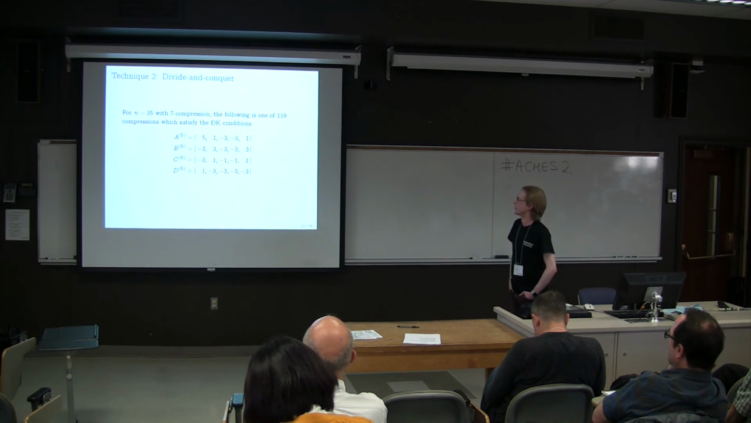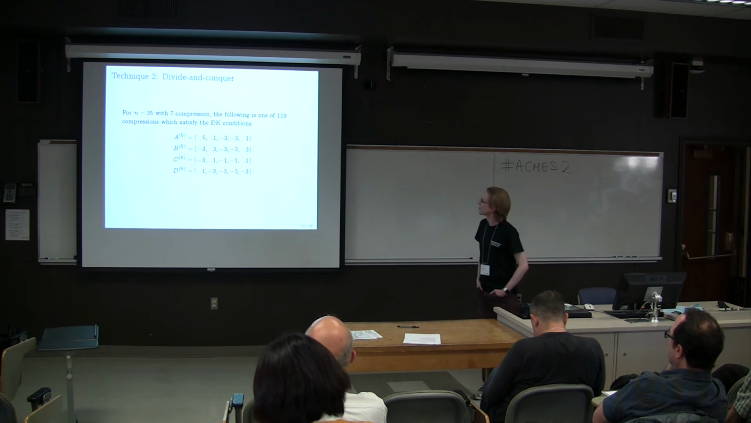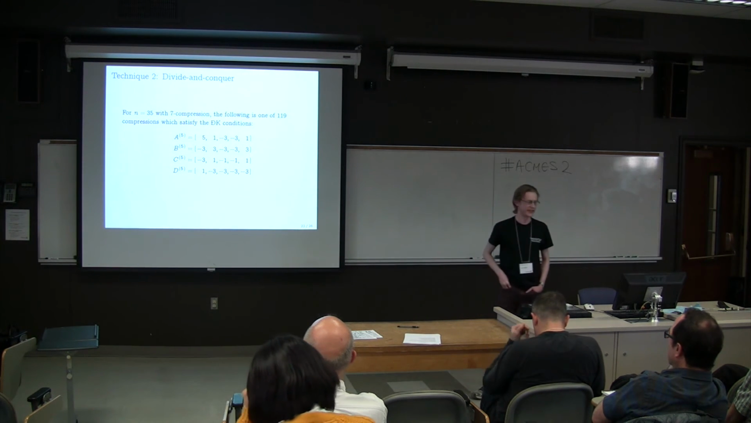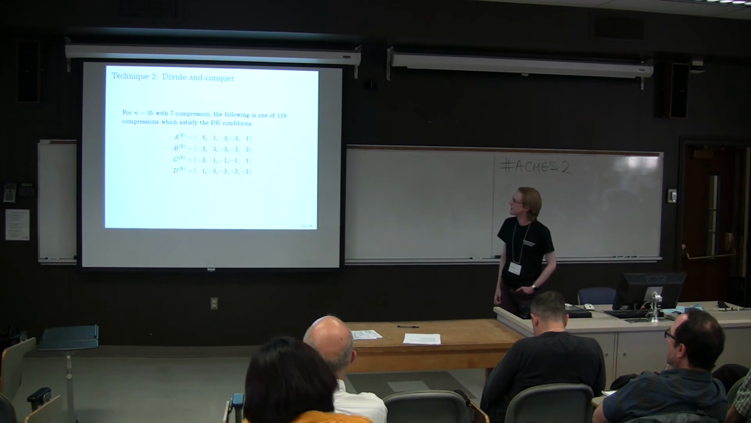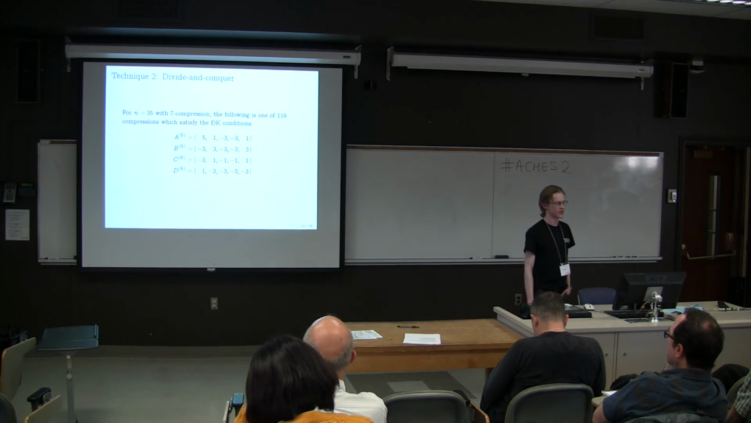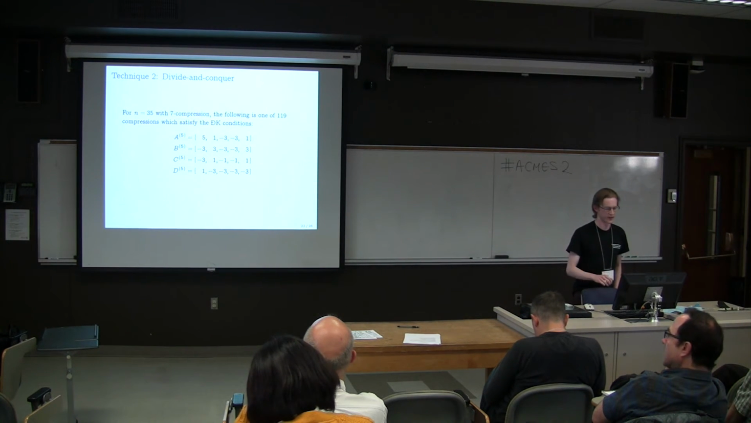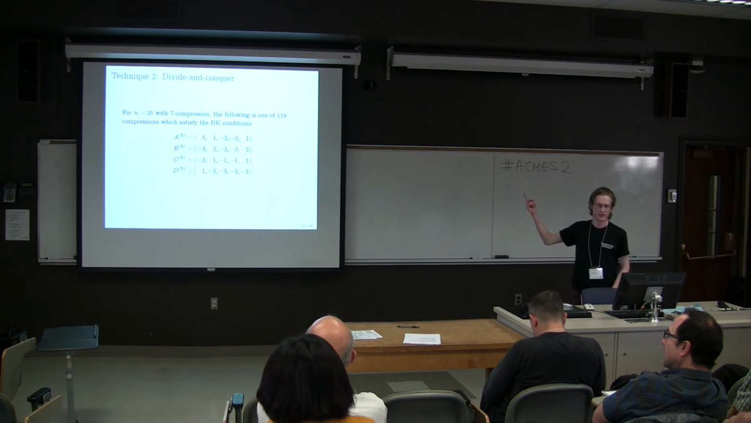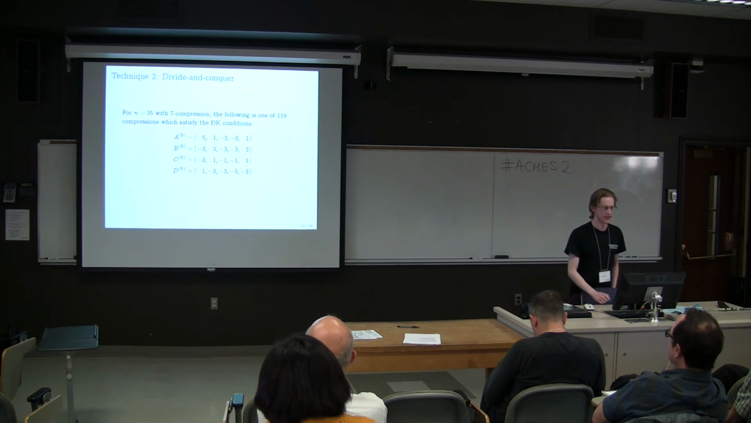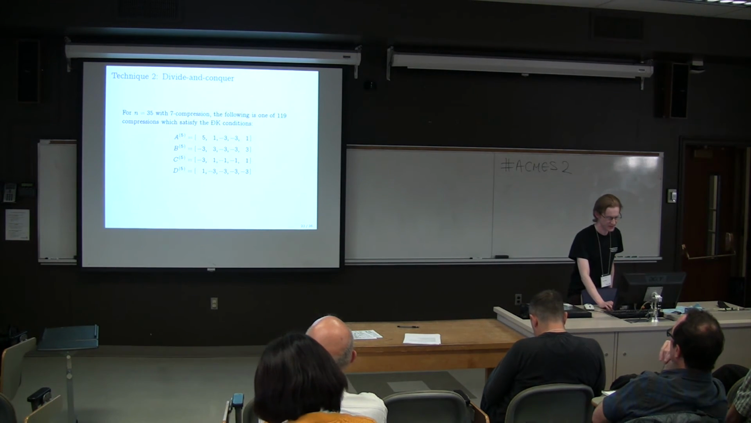This is just an explicit example. Out of millions of possible compressions, we have used that theorem to limit it down to just 1197 possible compressions of a Williamson of order 35. One of them is given here, just so you can get a feel for what these things look like.